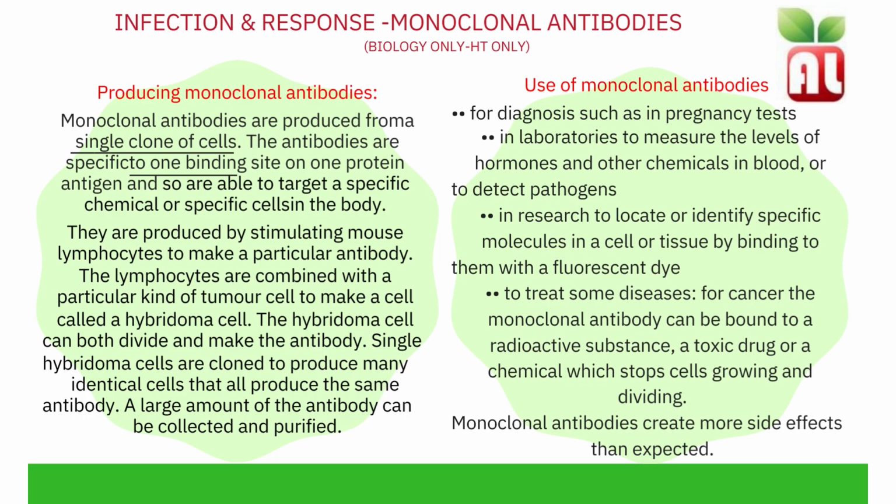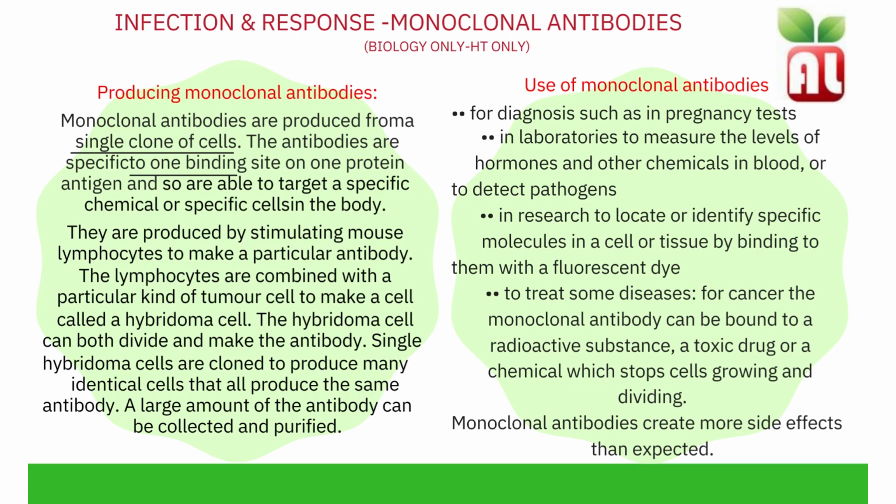They are produced by stimulating mouse lymphocytes, these are a type of white blood cell, to make a particular antibody. The lymphocytes are combined with a particular kind of tumour cell, a cancerous cell that's able to divide, to make a cell called a hybridoma cell. The hybridoma cell can both divide and make the antibody. Single hybridoma cells are cloned to produce many identical cells that produce the same antibody. A large amount of the antibody can be collected and purified.